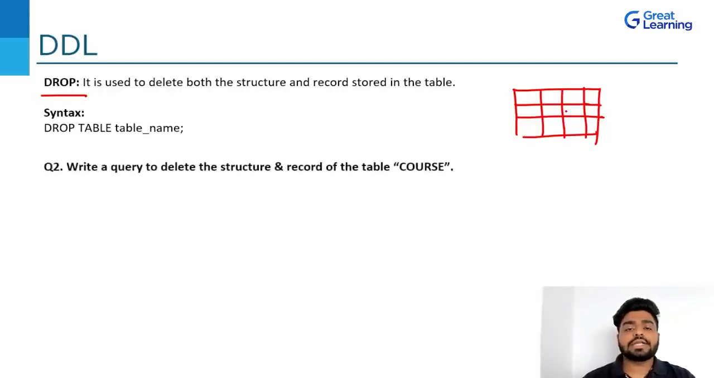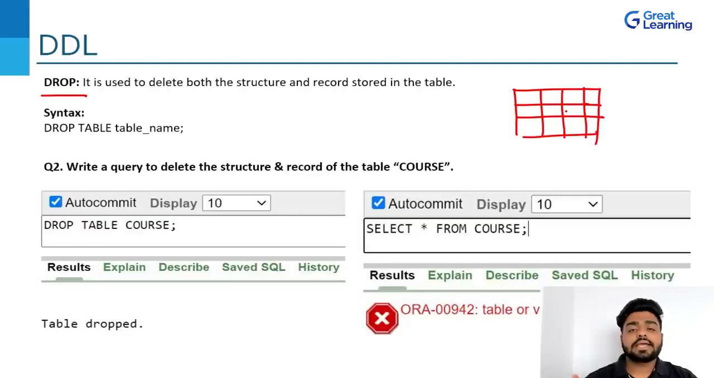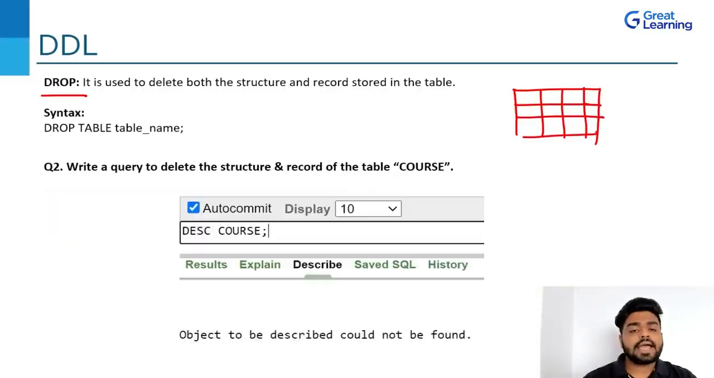So write a query to delete the structure and records of the table. Then you have to use drop table course. So once you do that, after dropping the table course, if you try to find the content of the course, it will say table or view does not exist. Nothing exists. Even the structure is not there, right? And if you try to find out the description of that particular course table, it says object to be described could not be found, because there is no table as such. There is no structure also.